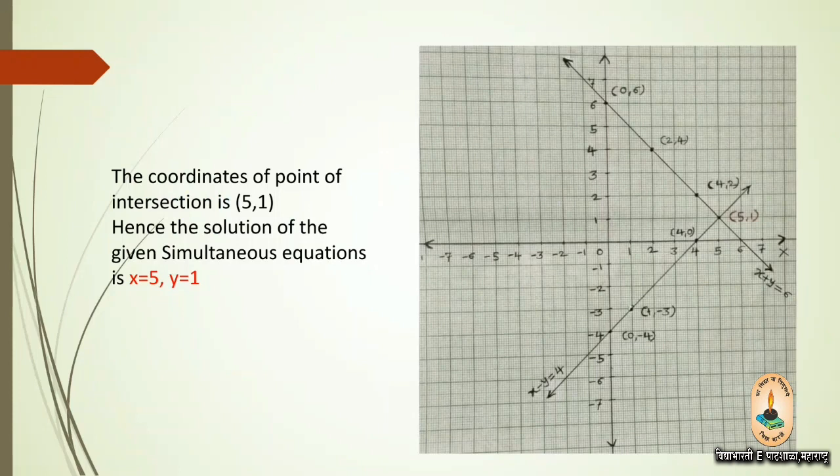These 2 lines intersect at point 5, 1. That is, here the x coordinate is 5 and the y coordinate is 1. And hence the solution of the given simultaneous equations is x equal to 5 and y equal to 1.